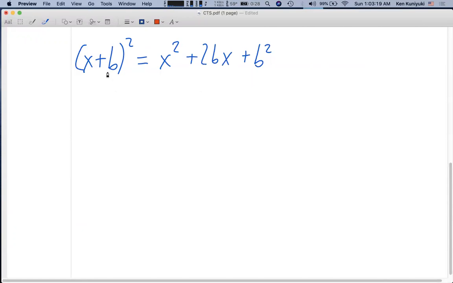When you square this binomial, you get this PST, a perfect square trinomial. So let's say that you're given x squared plus 2bx. You're given x squared and then this linear term here. How would you then construct the b squared constant term?